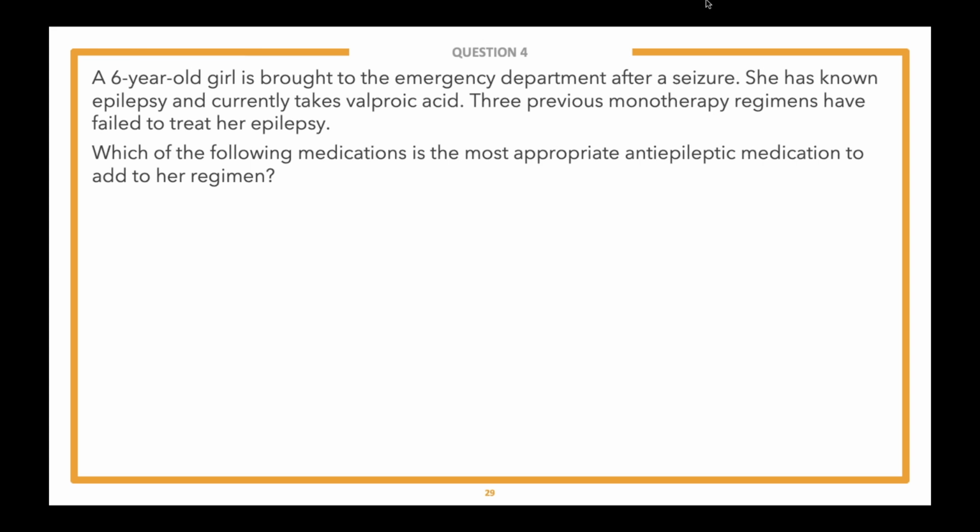All right, I see the responses coming in. Let's go ahead and read that vignette. A 6-year-old girl is brought to the emergency department after a seizure. She has known epilepsy and currently takes valproic acid. Three previous monotherapy regimens have failed to treat her epilepsy. Which of the following medications is the most appropriate anti-epileptic medication to add to her regimen?